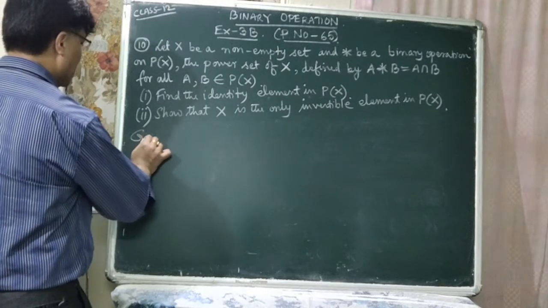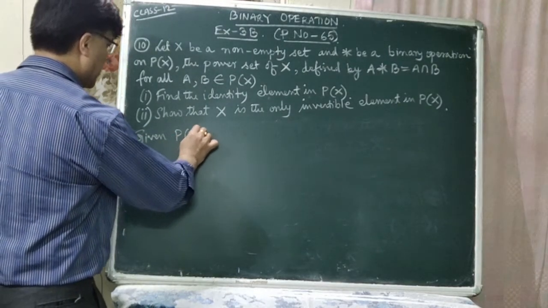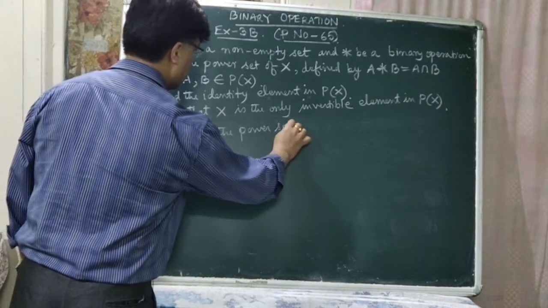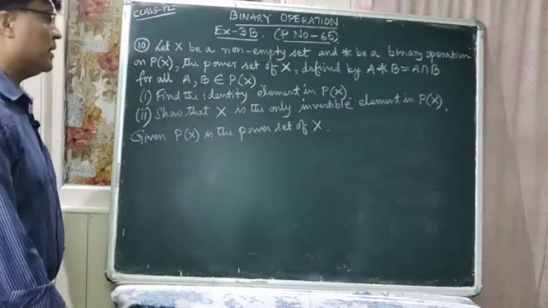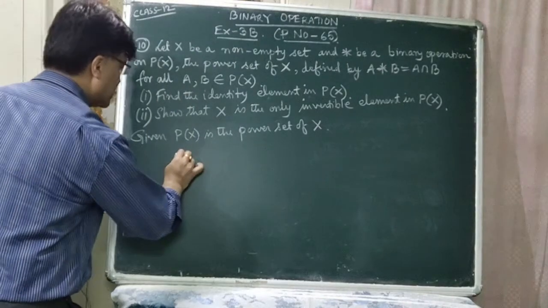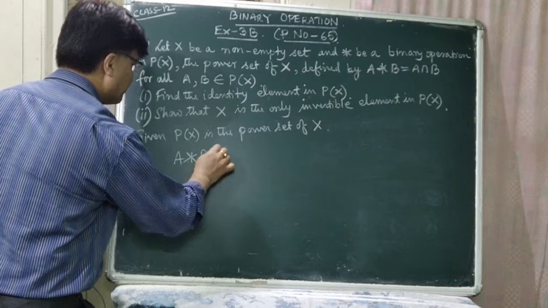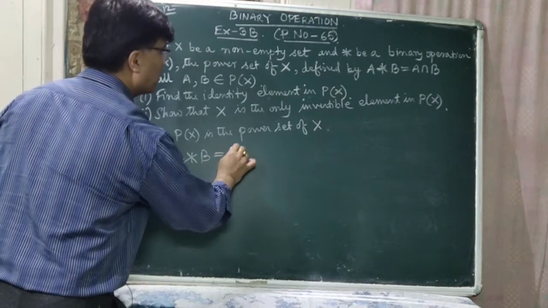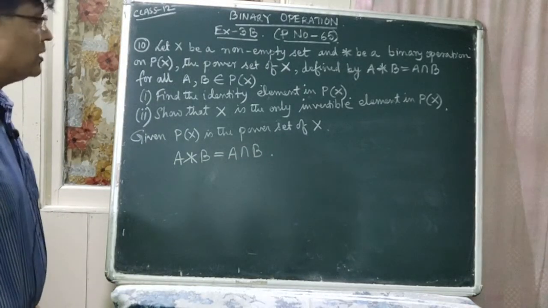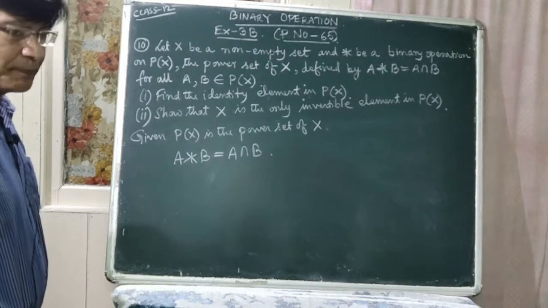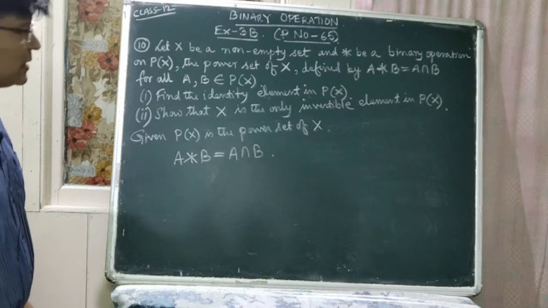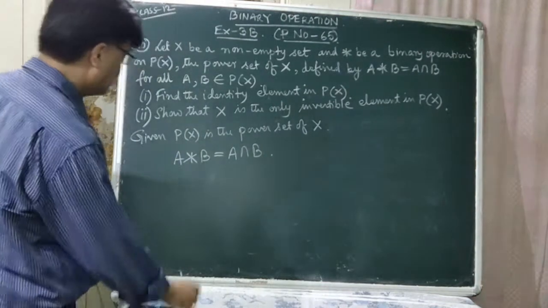So here given is P of X, the power set of X. So star is defined as what? A star B is equal to A intersection B. Right? So now in this case, A intersection X is a non-empty set, right?